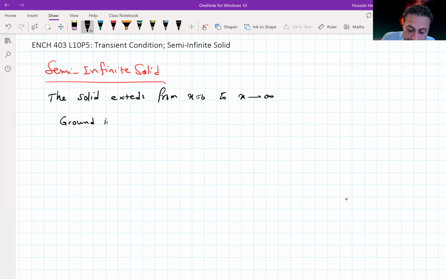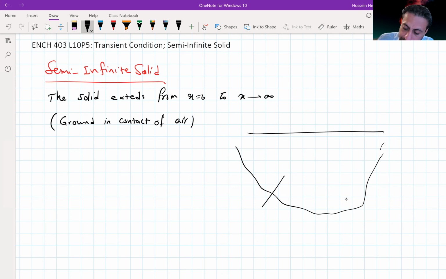ground in contact with air. As an example, let's say this is the ground, and the extent of this solid is infinity, and it starts, let's say, from x equal to 0 and then extends there.